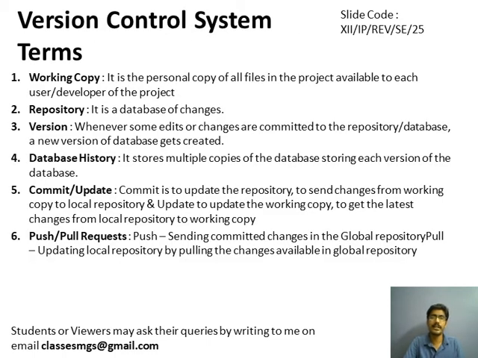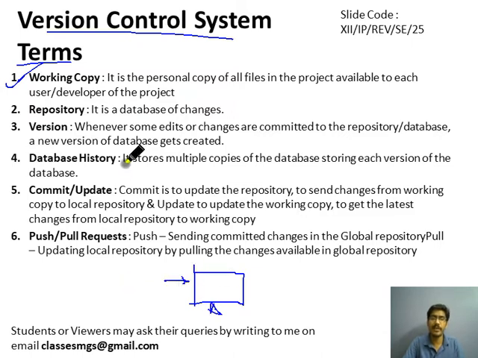Now we will see the terminology that we will use during the study of version control systems. First is, what is a working copy? Working copy means, let's suppose I have a computer and I am writing code on this computer in some file, then this file will be known as the working copy. It is a personal copy of all files in the project available to each user or developer of the project.